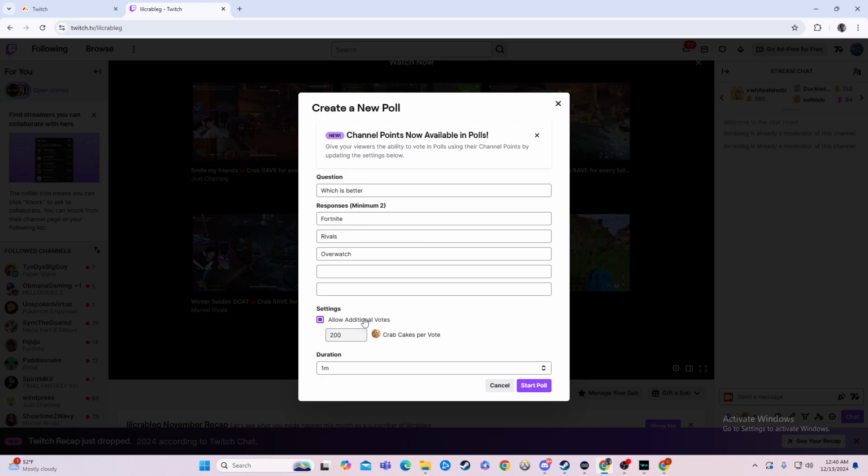We can do allow additional votes. With channel points, so this is Crab Cakes, but that's my channel points, people can vote extra. You could make that cheap and it's just one and people could spam votes, or you could make it expensive and people could really earn their votes, or you could just not allow it at all and only one person can vote.